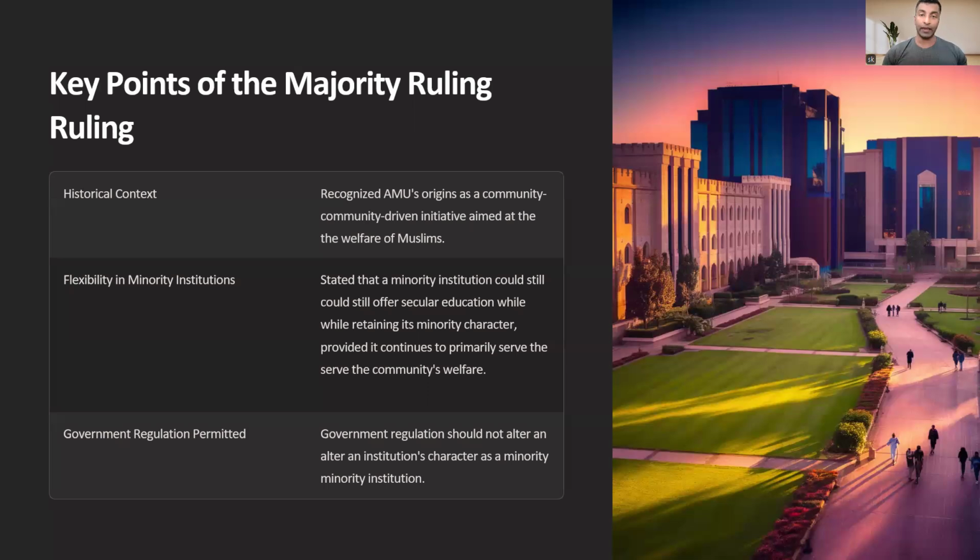Now, flexibility in minority institutions: the ruling stated that a minority institution could still offer secular education while retaining its minority character, provided it continues to primarily serve the community's welfare. Again, if you look at government regulation which is permitted, the government may regulate aspects of the institution. Such regulation should not alter its character as a minority institution, but government can regulate, which is permitted. And this means that while Aligarh Muslim University may face some regulatory scrutiny, its fundamental identity should remain intact as it is.